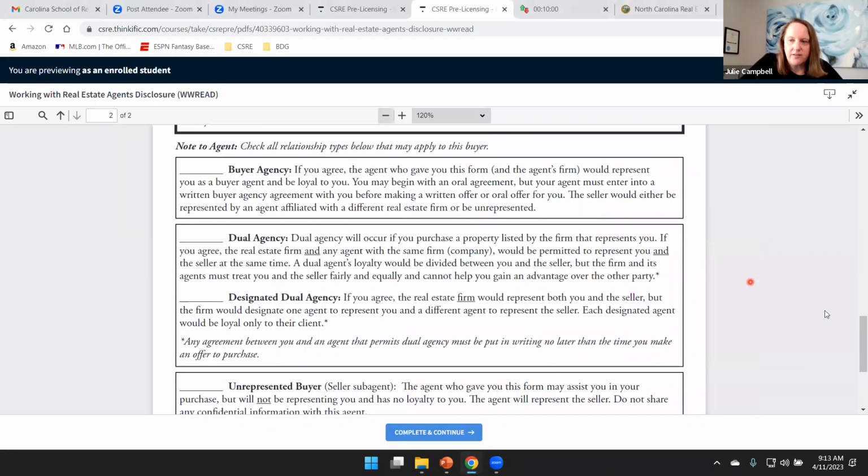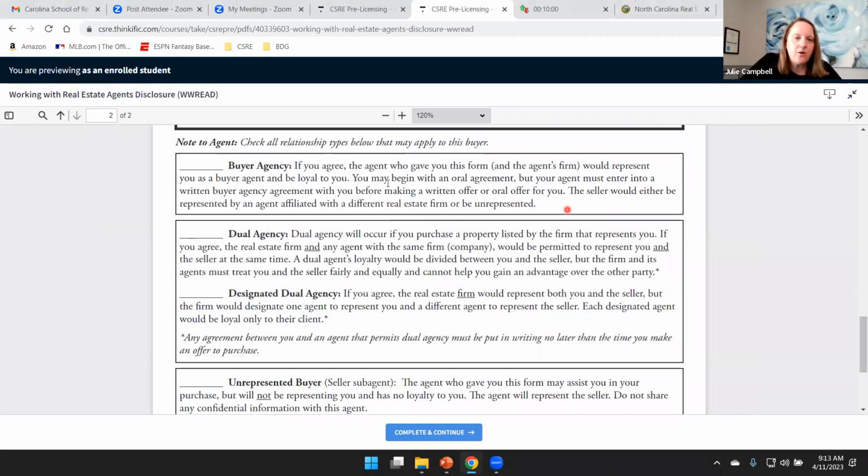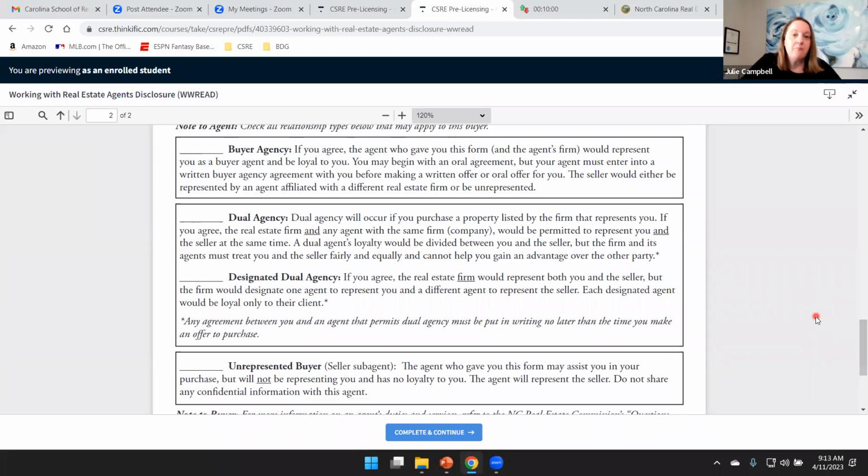I'm going to break this down a little bit. Then we're told, note to agent, check all relationship types below that may apply to this buyer. Again, words mean everything: anything below that may apply to this buyer. And then what we have is like a menu, if you will. And the menu is what the firm will offer.